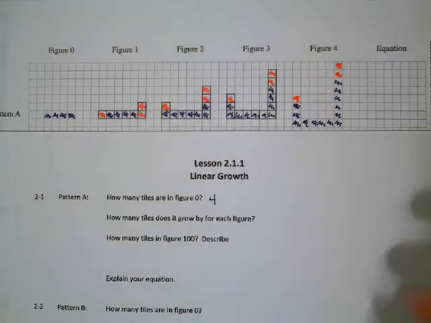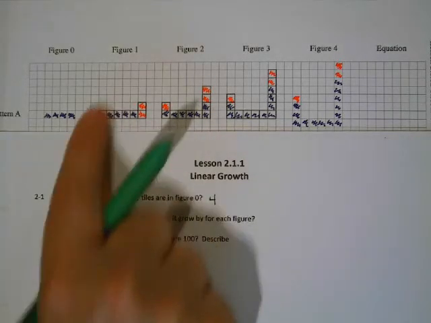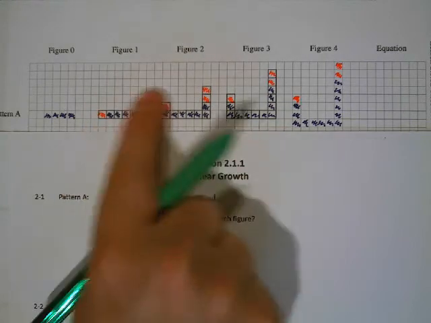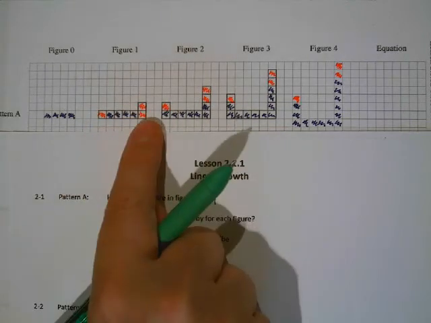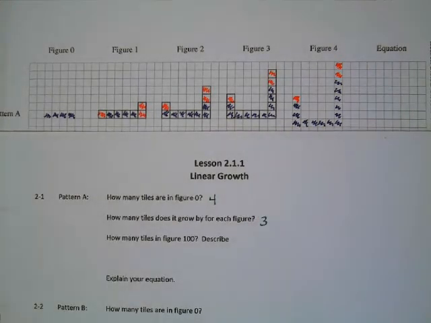All right, how many tiles does it grow by each figure? Well, the growth is kind of centered around two sections. Looks like on this side it's growing by 1, and this side it's growing by 2. So that's a total of 3 tiles that it is growing by each time. So it's growing by 3 each time.